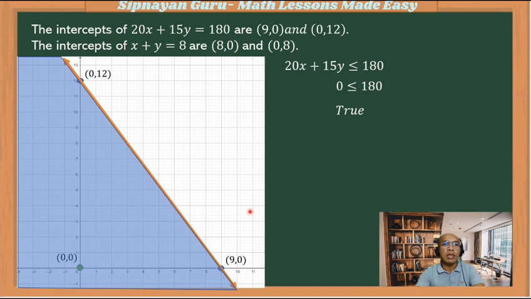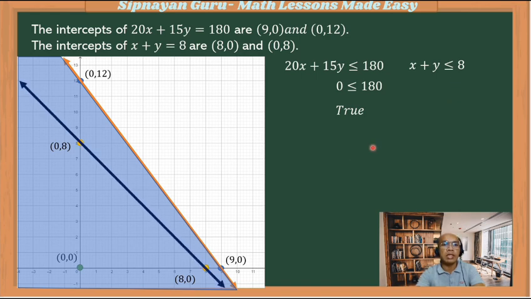For the second boundary, x plus y is equal to 8. So the x-intercept is 8 and 0, and the y-intercept is 0 and 8. And the given inequality is less than or equal to. So therefore, still this is a solid line.